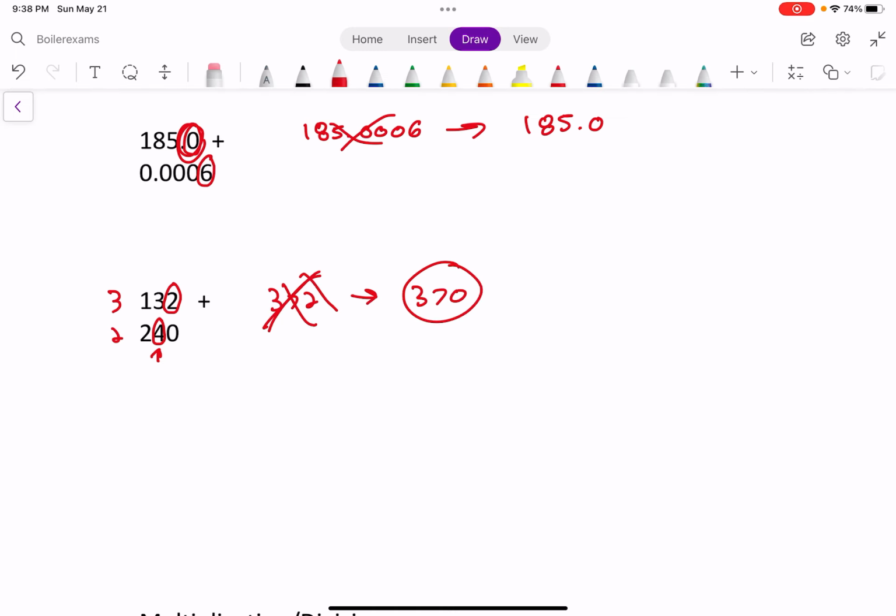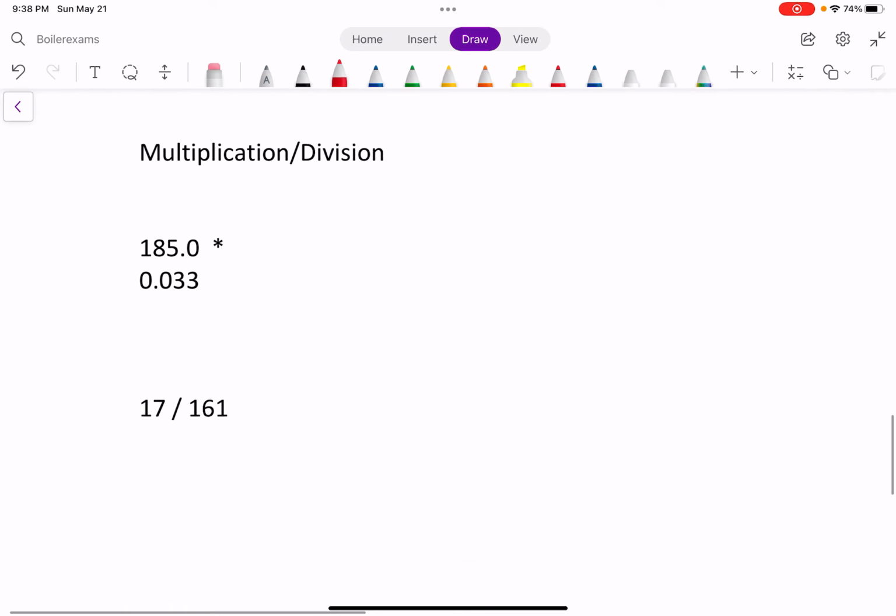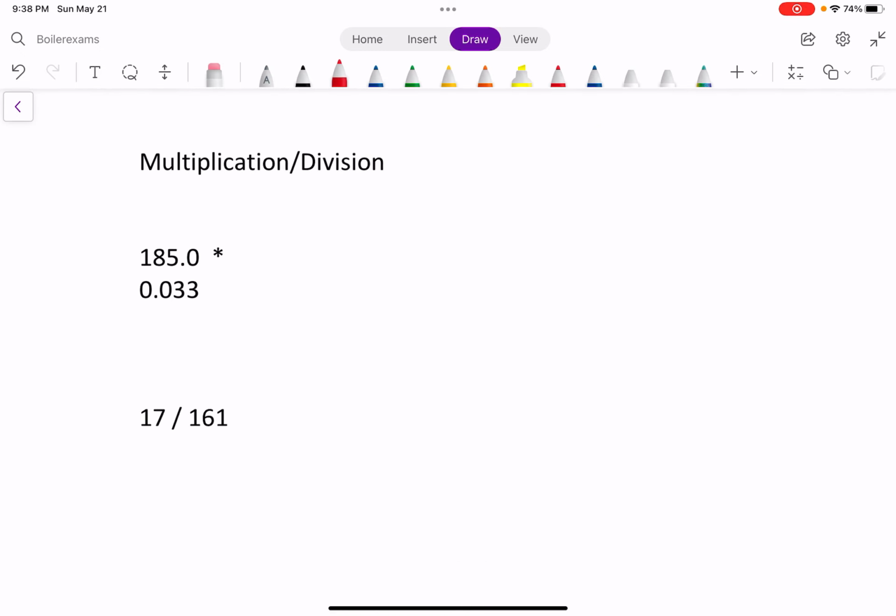Okay. So there we go. There's a quick overview of addition and subtraction. Let's do multiplication and division, which is a little more straightforward. For multiplication and division, you're going to count the sig figs of each number you're multiplying or dividing, and then just round to the lowest one.